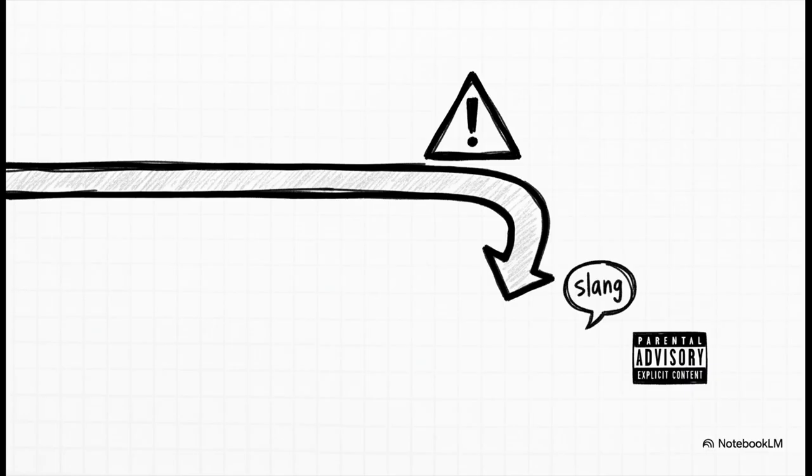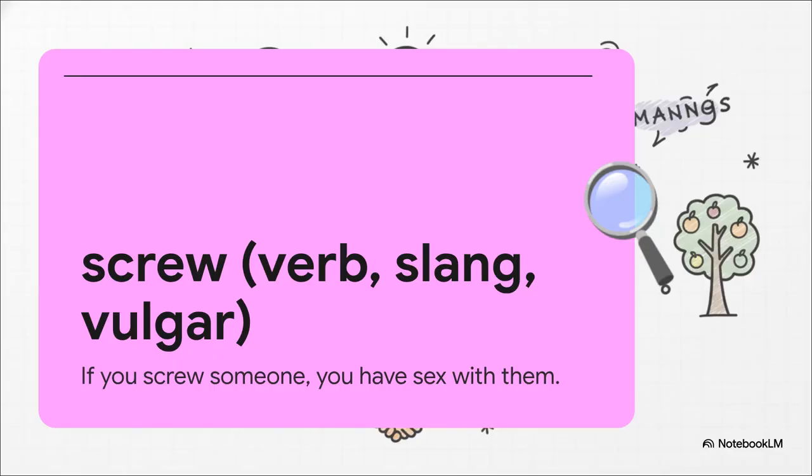The word takes one final, pretty dramatic turn into territory that is marked as both slang and vulgar. And there you have it. If you screw someone, you have sex with them. It's actually incredible when you think about it. We've traveled all the way from a piece of metal in a workshop to one of the most common vulgar terms in English, all using the exact same 5-letter word.